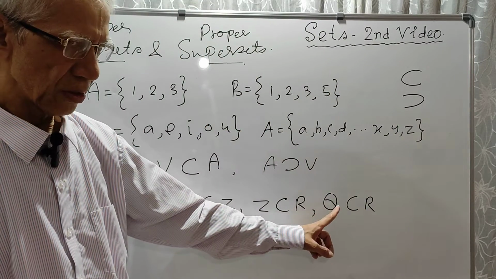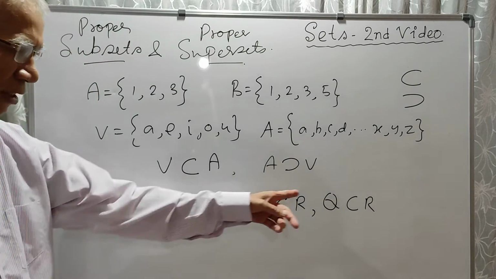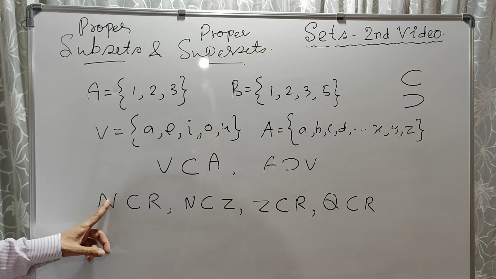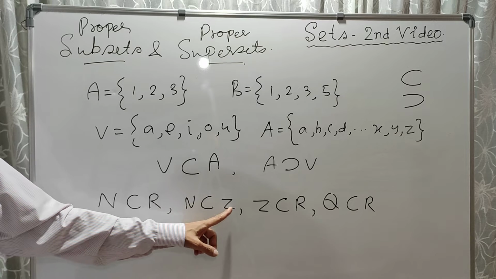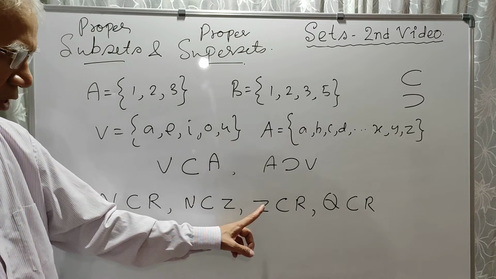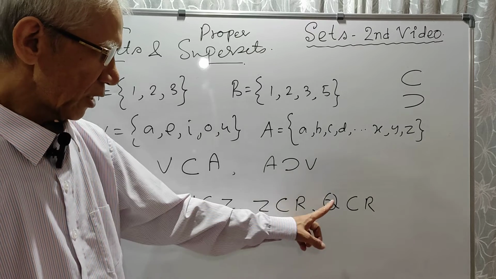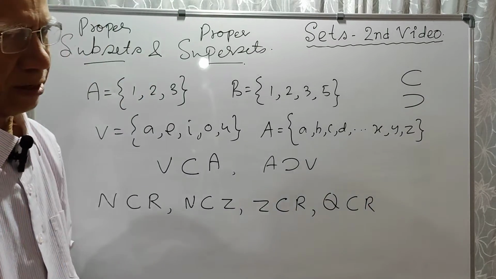The set of rational numbers is a proper subset of R. So these letters you should be acquainted with. This is the set of natural numbers, a proper subset of the set of integers. The set of integers is a proper subset of real numbers. Then the set of rational numbers is a proper subset of real numbers.